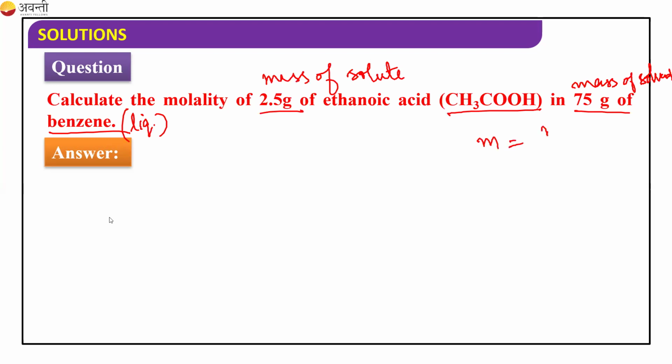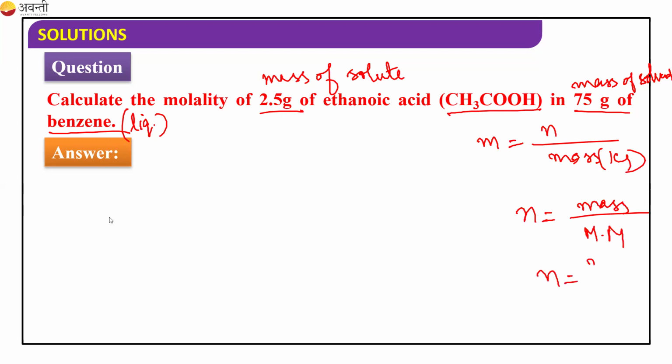So it is equal to number of moles of solute divided by mass of the solvent in kilogram. Okay, mass of the solvent in kilogram. So now to find out the number of moles, the formula is mass divided by molar mass. So the mass is given. So it is 2.5 gram. Molar mass of acetic acid we need to calculate. The molecular weight of C2H4O2, ethanoic acid or acetic acid, has to be calculated.